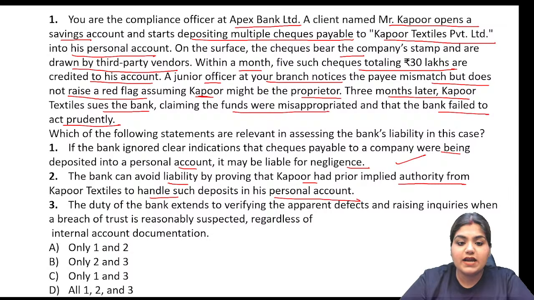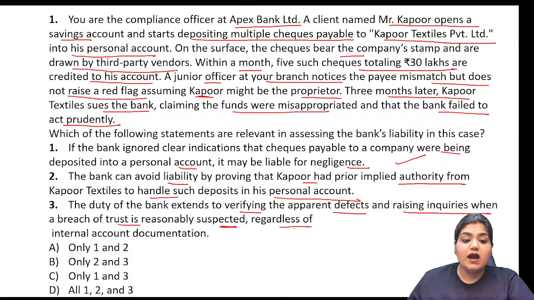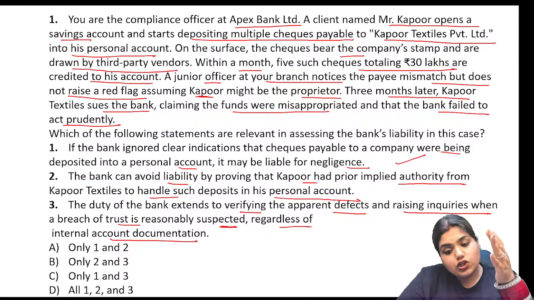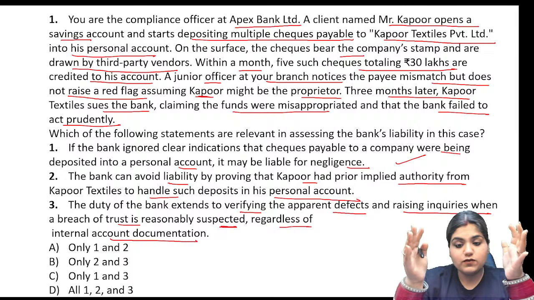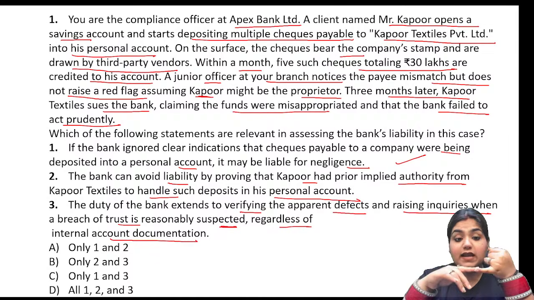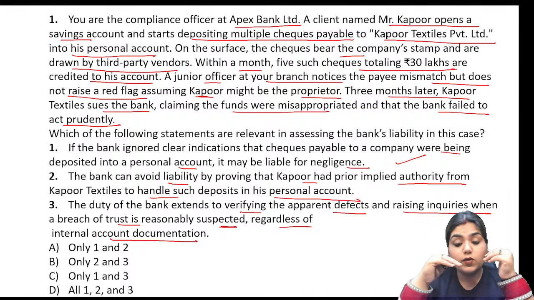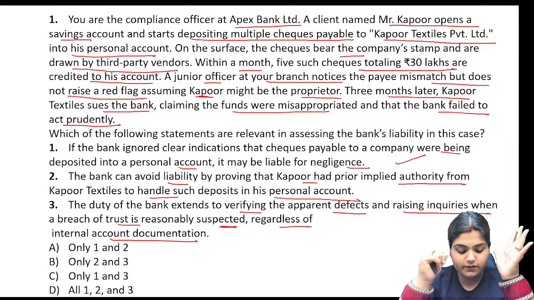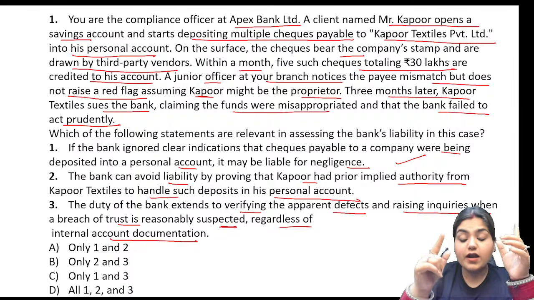Statement number 2 is correct. Statement number 3 is also correct. The duty of the bank extends to verifying the apparent defect and raising queries when the breach of trust is reasonably suspected, regardless of the internal account documentation. Bank can question your action even though you show the proofs of the things that you are responsible for. If you think that something is fishy, you ask for an explanation because you do not want to get liable towards anybody. That is why all the statements given here are correct.